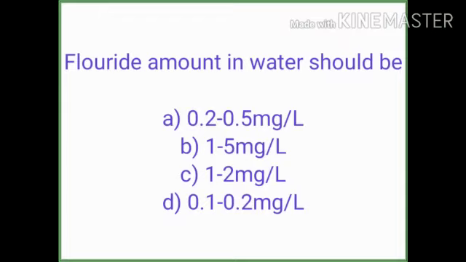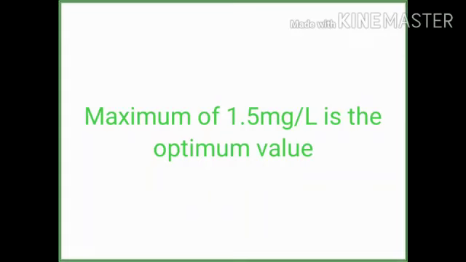Moving on to our next question, the fluoride amount in water should be 0.2 to 0.5 mg per L, 1 to 5 mg per L, 1 to 2 mg per L, or 0.1 to 0.2 mg per L. The answer is 1 to 2 mg per L. The maximum amount should be 1.5 mg per L.